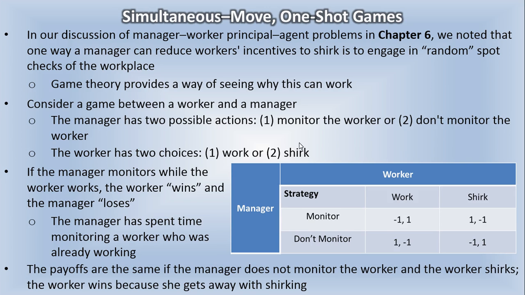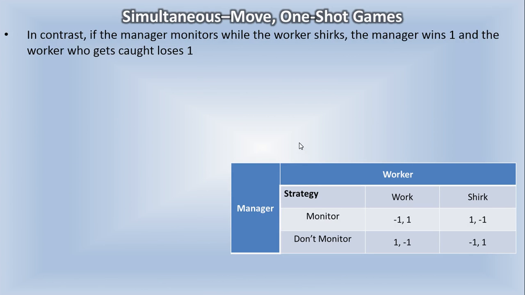The payoffs are the same if the manager does not monitor the worker and the worker shirks. So again, the manager does not monitor, the worker shirks, the worker wins, the manager loses because the worker is not doing anything and there's no productivity there. In contrast, if the manager monitors the worker while the worker shirks, the manager wins 1 and the worker gets caught, loses 1.